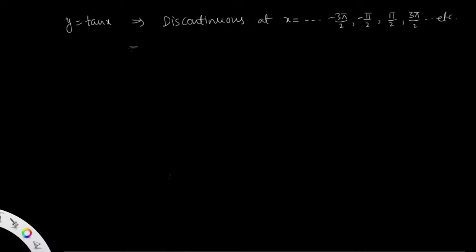And the next point we can say is that it is passing through the origin. It is passing through the origin, and the graph of the values is always y equal to tan x.